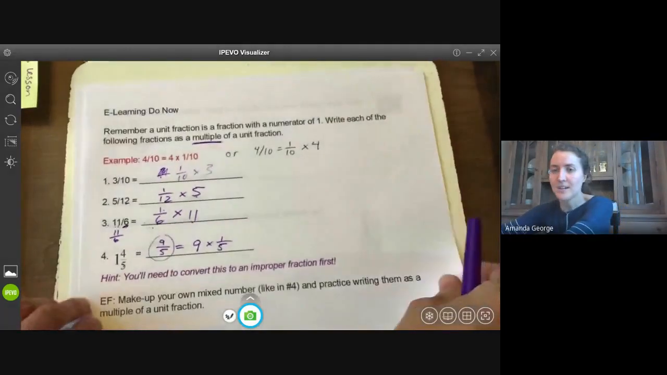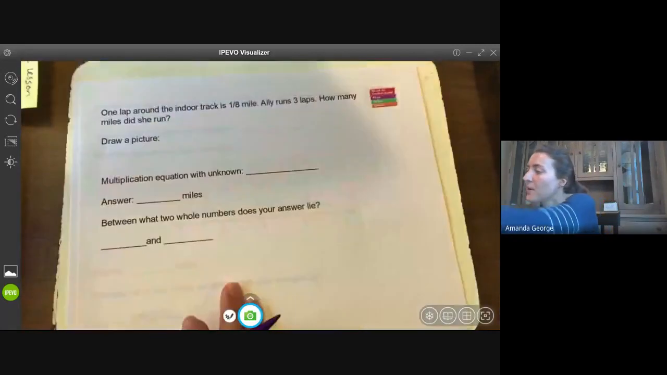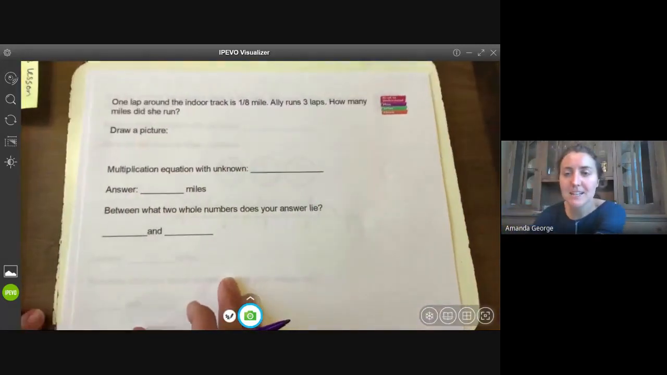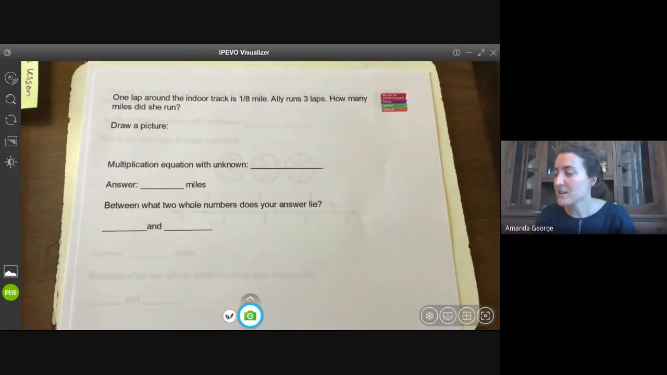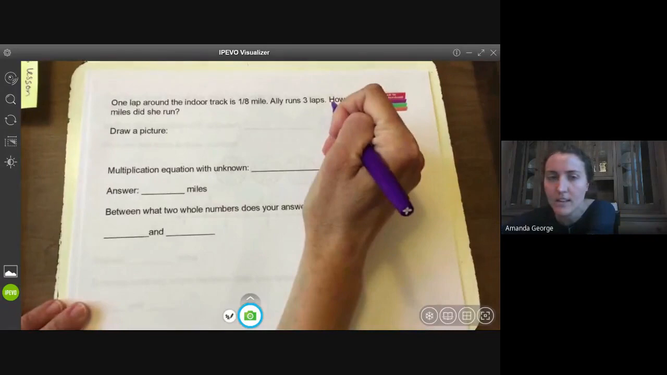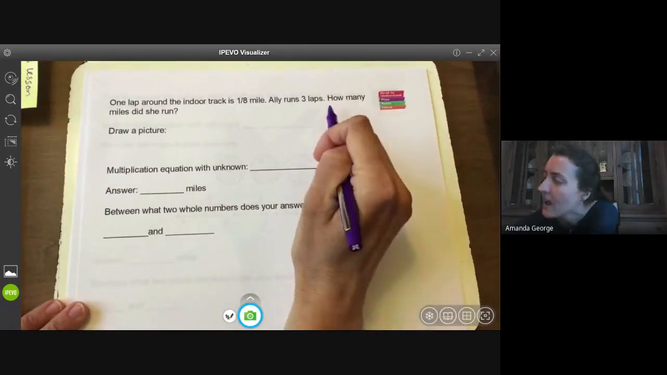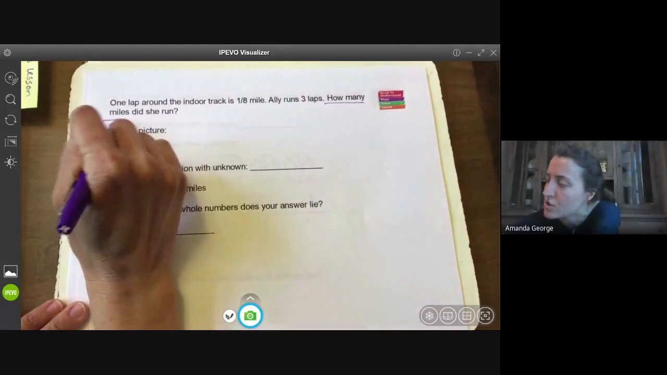Okay, now for today's lesson, where we are going to get a chance to multiply some fractions and do it in word problems. So this one said, hi, welcome back, Ayla. This one's about Allie's running. 1 lap around the indoor track is 1/8 of a mile. Allie runs 3 laps. How many miles did she run?